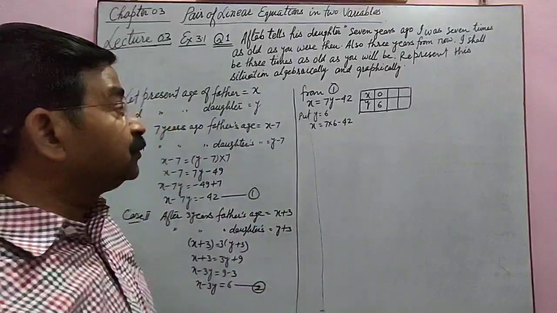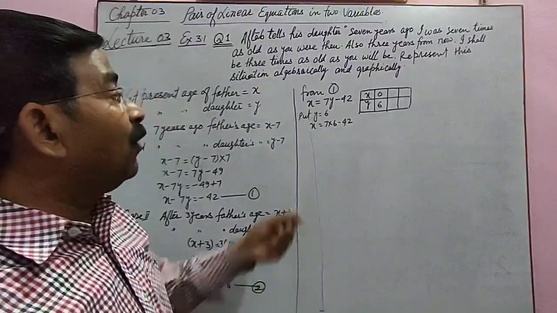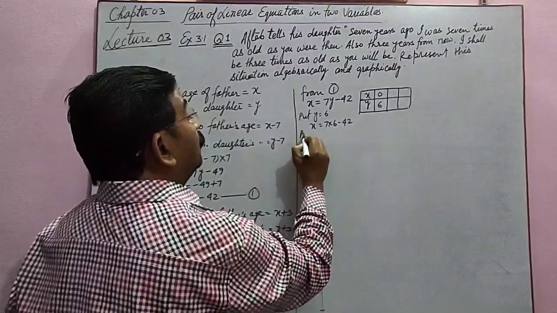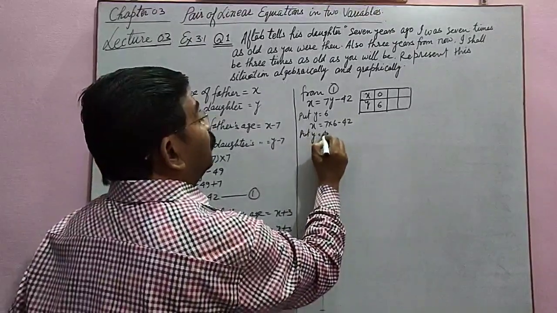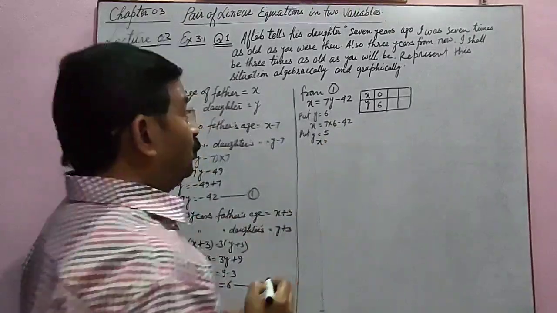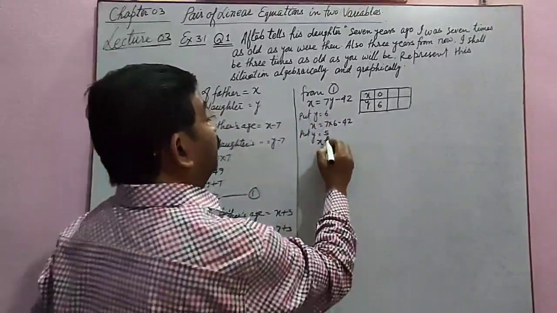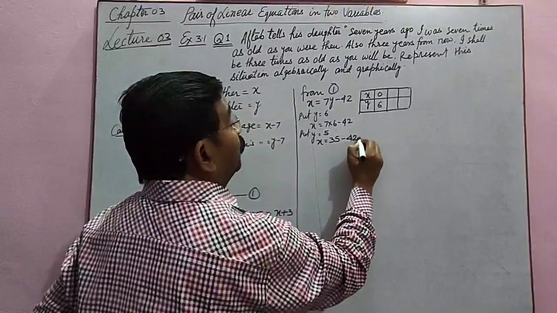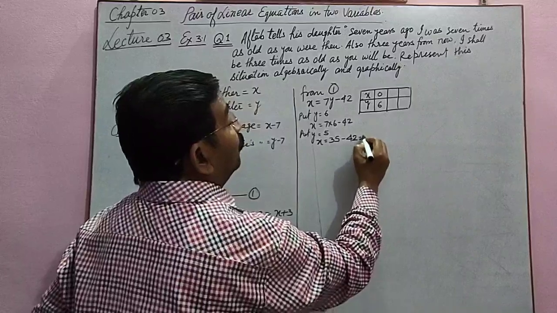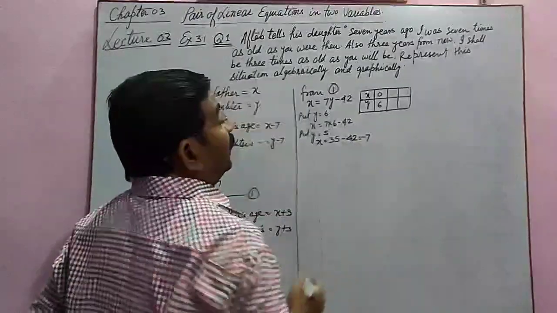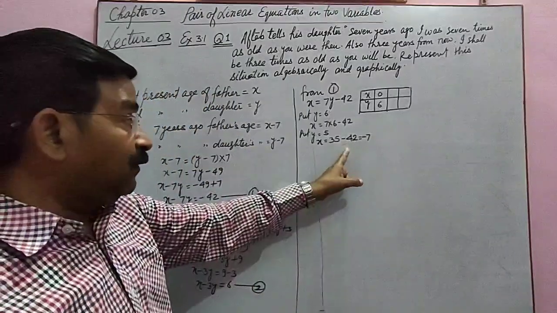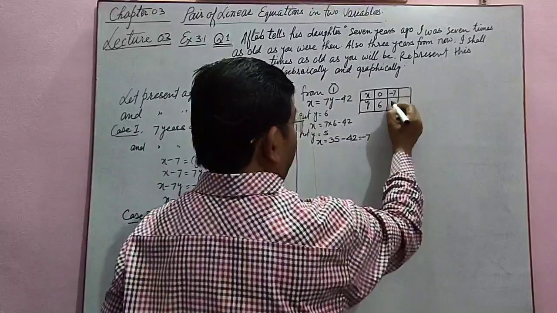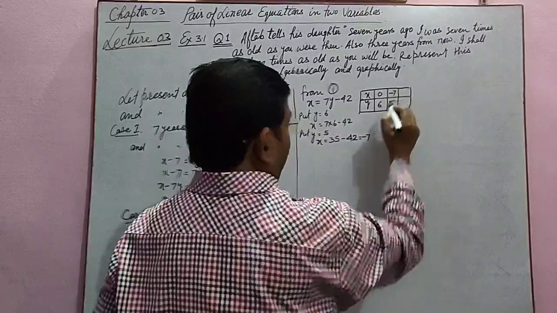We have got one value. Now put y is equal to 5. Then x is equal to 7 fives are 35. I am writing directly 35 minus 42. This gives you what? Minus 7. So we have x is equal to minus 7 and y is equal to 5.